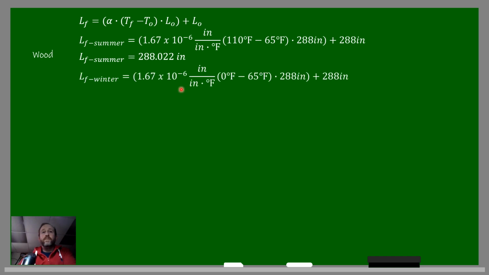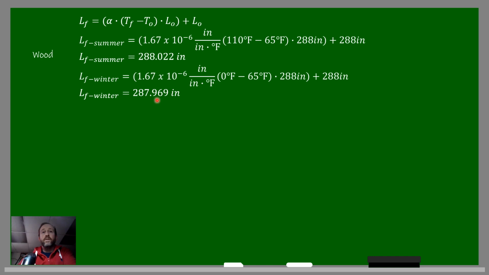If you look in winter, now we have 0 degrees minus our original temperature, which is 65. Now our value is negative, okay? And this is going to be a negative number, negative 65. Multiply that by our 1.67 times 10 to the negative 6 and our 288 original length. This is going to be a very small number, and it's negative. So it's going to subtract from the 288.